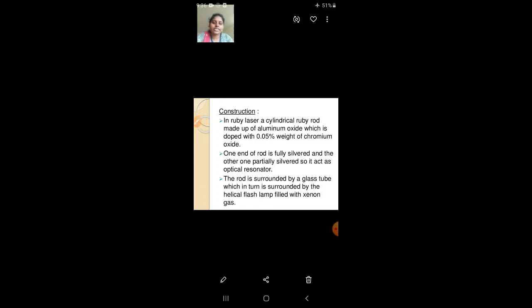Construction of the ruby laser: a cylindrical ruby rod made up of aluminum oxide which is doped with 0.05% weight of chromium oxide. We already know this point. Second point: one end of the rod is fully silvered and the other is partially silvered, so it acts as an optical resonator. Third, the rod is surrounded by a glass tube, which in turn is surrounded by the helical flash lamp filled with xenon gas.